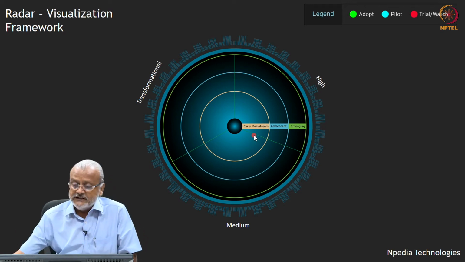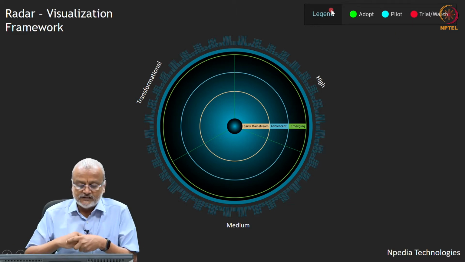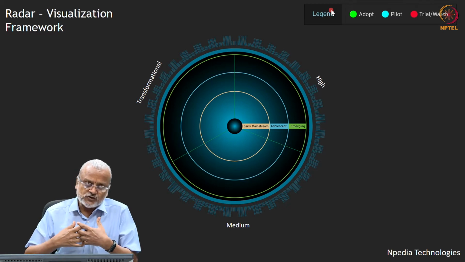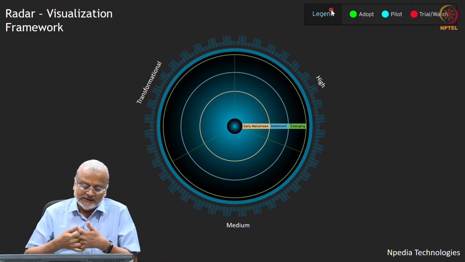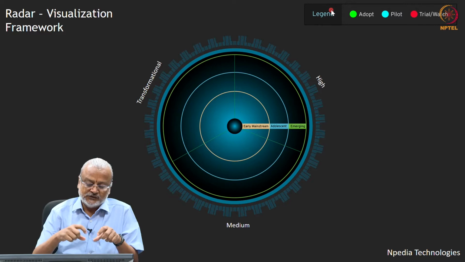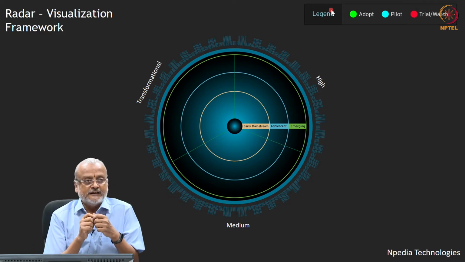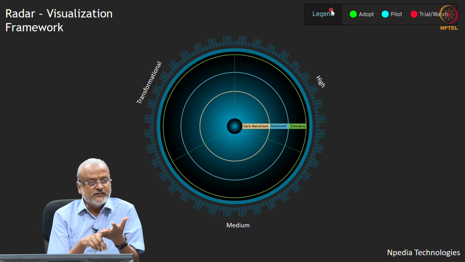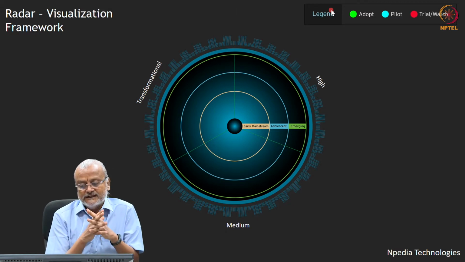And then at the top, you will see some colored legend. These are the colors that indicate what you should do with the technology. If you have an emerging ring and a transformational sector and you have a green dot on that, it means you have to adopt the technology. That means people, process, technology are very mature, you have the maximum benefit, and you have to quickly adopt that technology. That is what is indicated by a green dot.